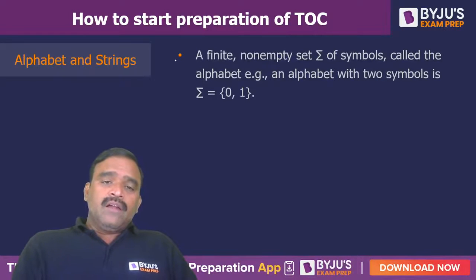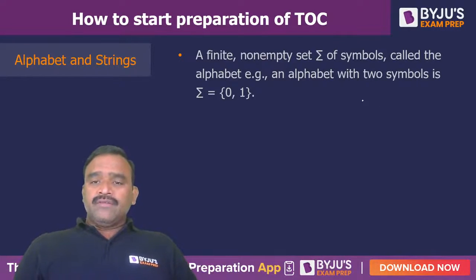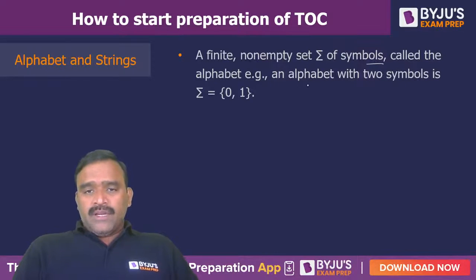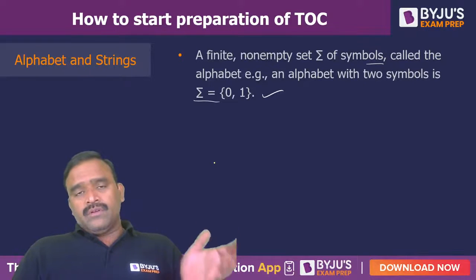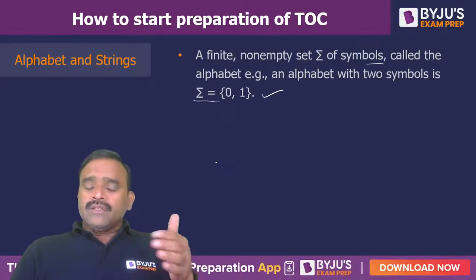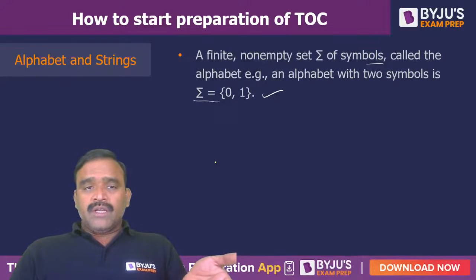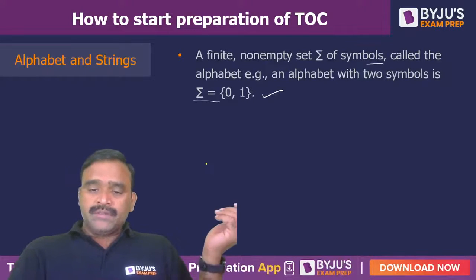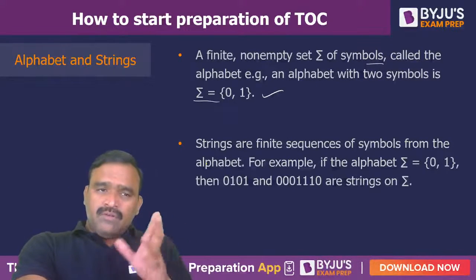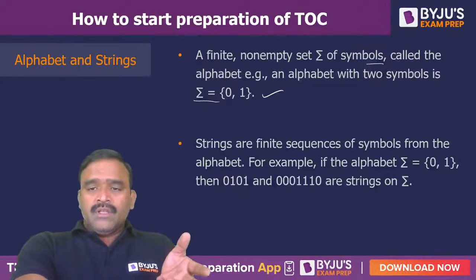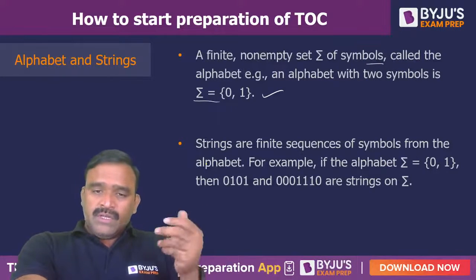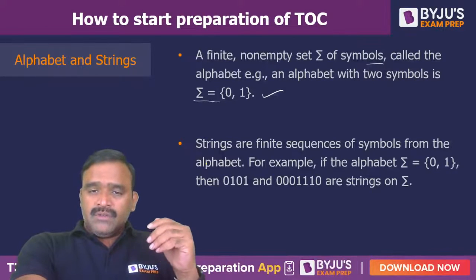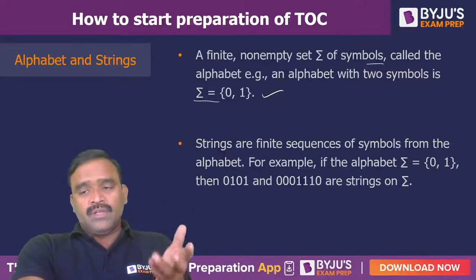Basically, alphabets and strings: a finite non-empty set sigma of symbols is called an alphabet. For example, let us suppose sigma is equal to {0, 1}. This contains the alphabet symbols 0, 1. You can take any alphabet value: small letters, digits 0 to 9, A to Z, special characters, and binary numbers. A string is nothing but some collection of characters defined in the alphabet. For example, if {0, 1} is an alphabet, then 0101 is a string, or 0001110 is also a string defined over the alphabet.